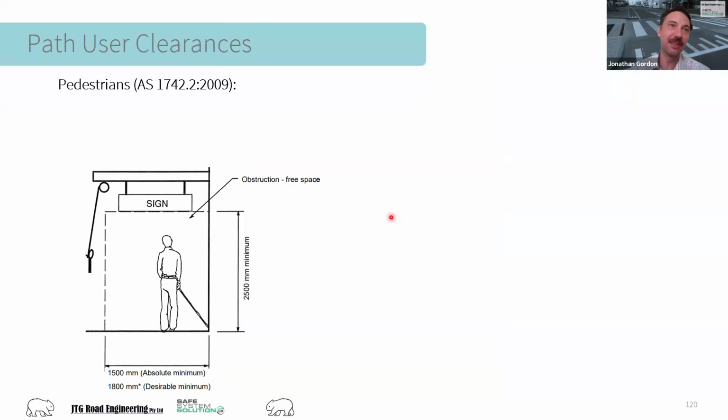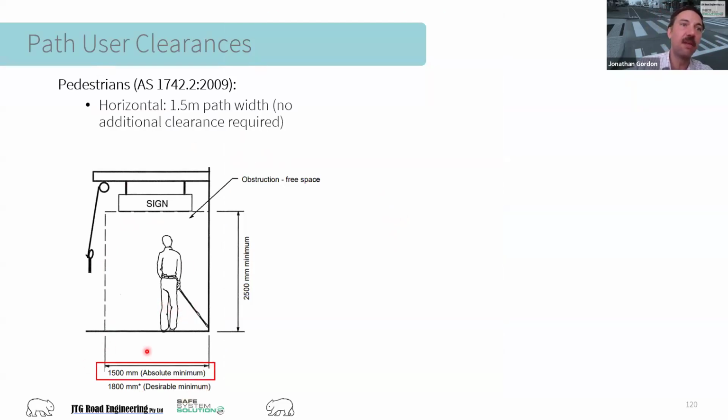So here we have some requirements for pedestrians. This is again from Australian standards. Pedestrians have a 1.5 metre path width. There's no additional width beyond that required for acceptable pedestrian usage. So if it was just a wombat crossing, it might be acceptable to scrape in with your 1.5 metre path. And for our vertical clearance to cable stays or any other overhead obstruction, 2.5 metres is the vertical clearance that we're looking for.